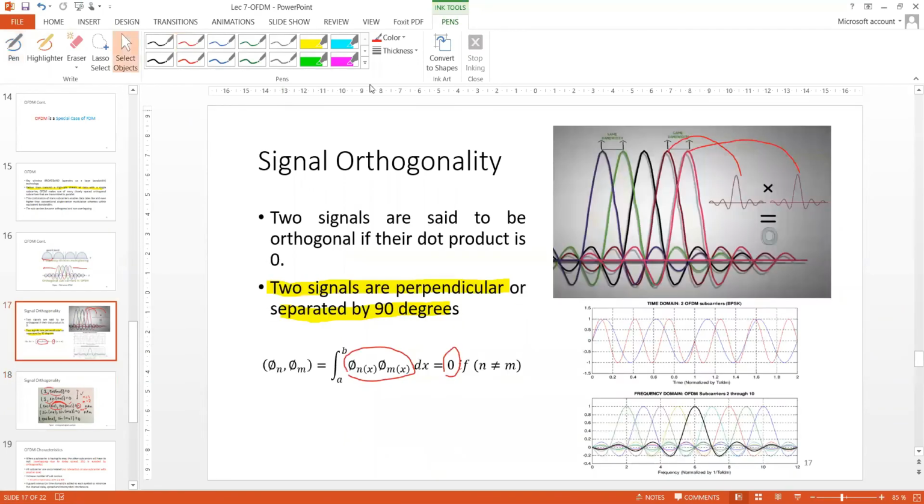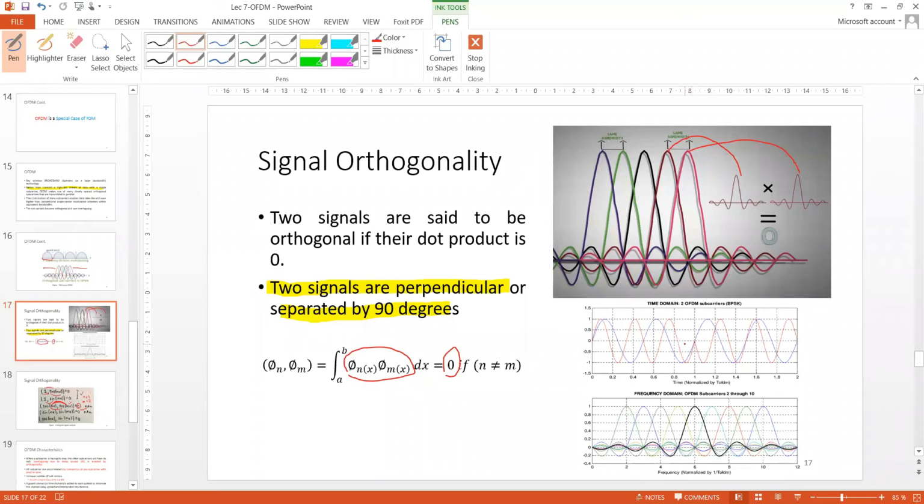It's a simple concept. When two signals that are perpendicular to one another are combined together and the end result is equal to 0, it is said that they are orthogonal to one another.